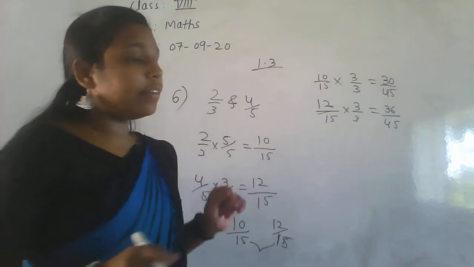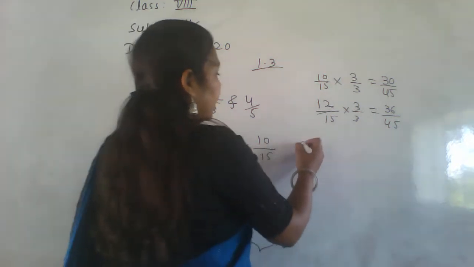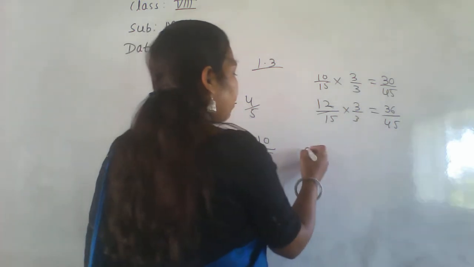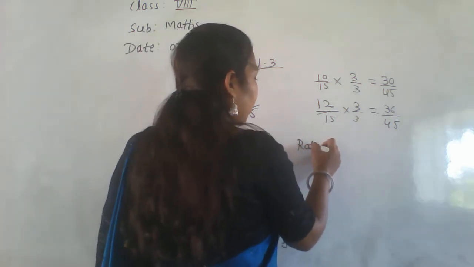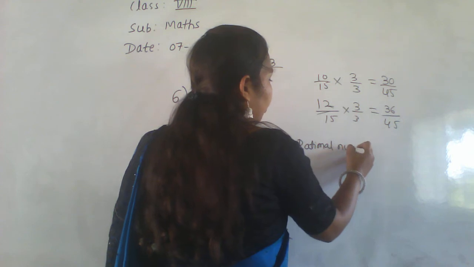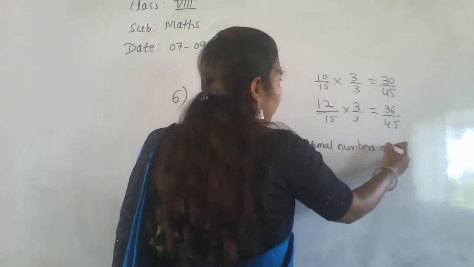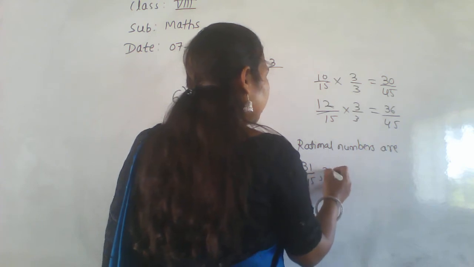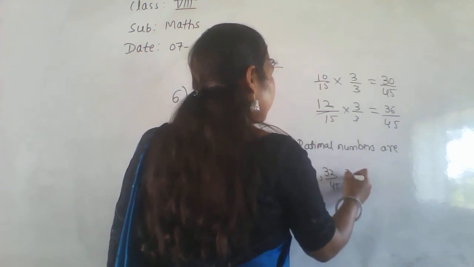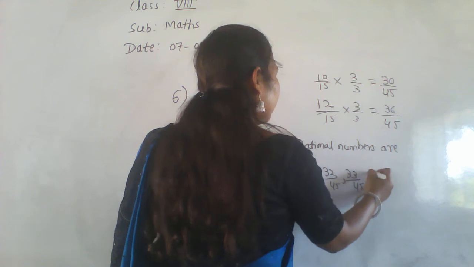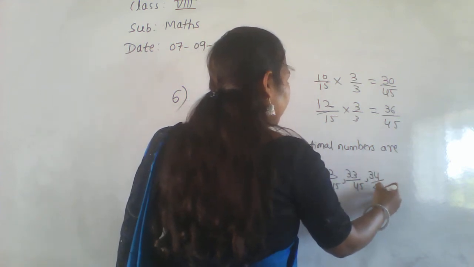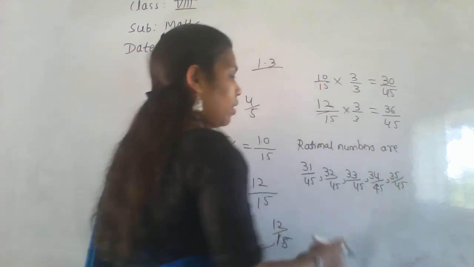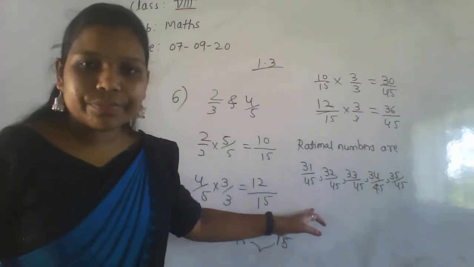Now write the rational numbers between 30 by 45 and 36 by 45. So the rational numbers are 31 by 45, 32 by 45, 33 by 45, 34 by 45, 35 by 45. 5 rational numbers we got here. Yes.